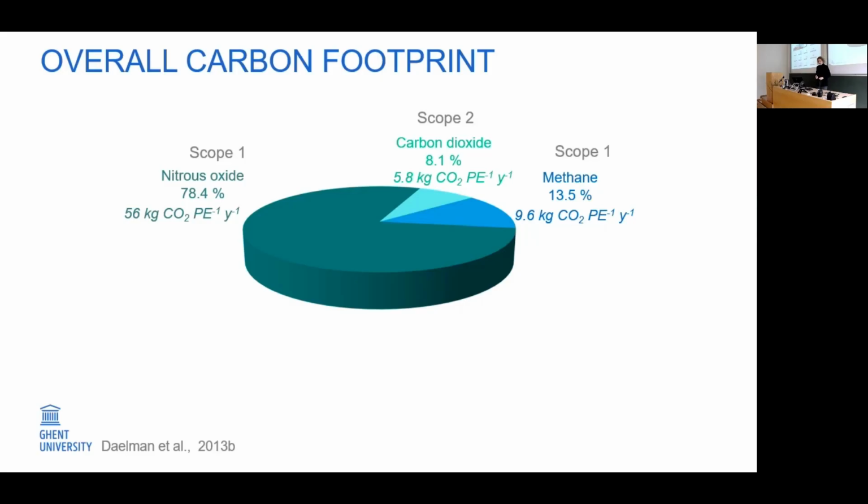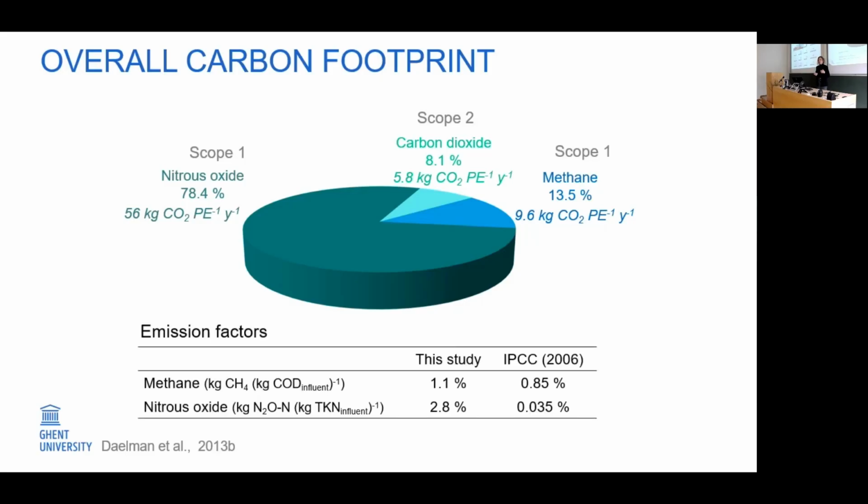If we looked at the emission factors, because greenhouse gas emissions are typically expressed in emission factors, then these emission factors, the amount of methane emitted per kilogram influent COD and nitrous oxide emitted per kilogram of influent total Kjeldahl nitrogen, both of the emission factors were higher than the reference values which were indicated at that time by the IPCC, the Intergovernmental Panel on Climate Change.